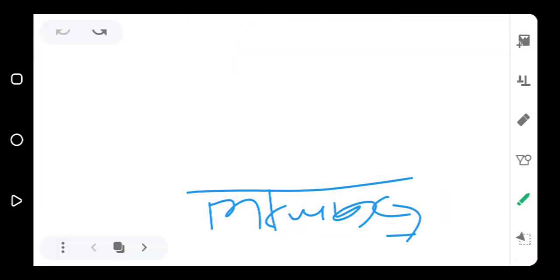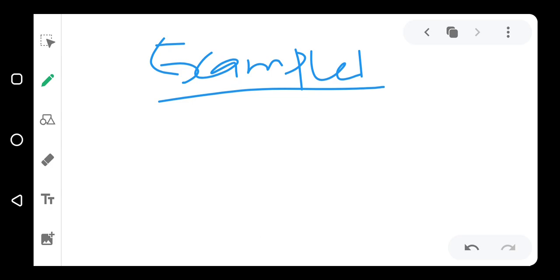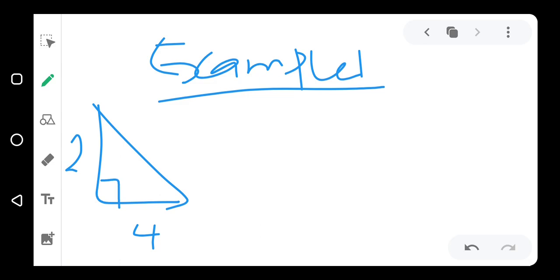Now, if we have this triangle, and we have here as 2, and we have here as 4. Then we have this sign.